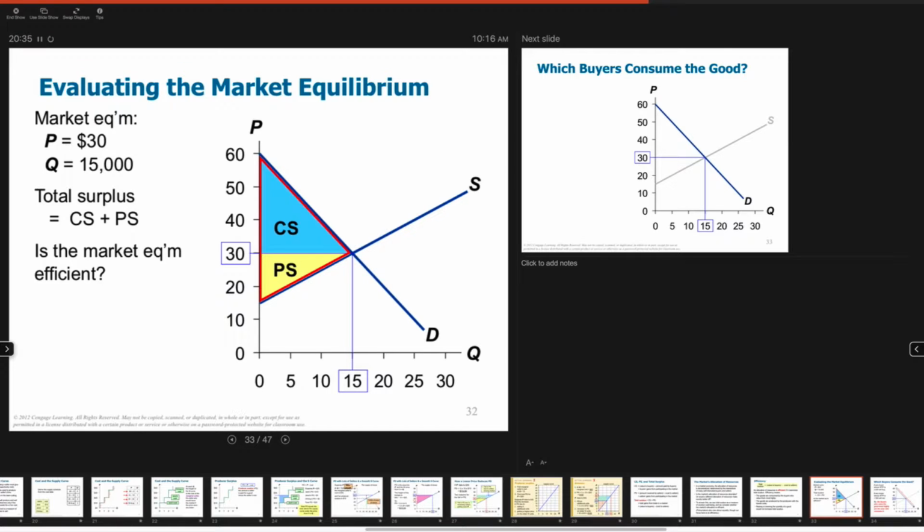You can't answer it based on this. You don't have enough information yet. In theory, you think it's efficient because the total surplus covers all of the area between the two curves.